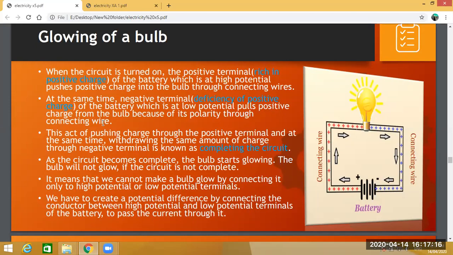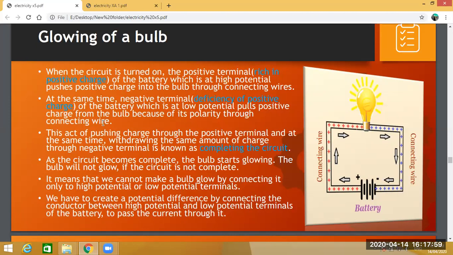While pulling and pushing, energy is required. This energy is supplied by the battery in terms of chemical energy present in the electrolytes of the battery. When this chemical energy is exhausted, the glow of the bulb stops or becomes dim. This act of pushing charge through the positive terminal and at the same time withdrawing the same amount of charge through the negative terminal is known as the completion of the circuit.